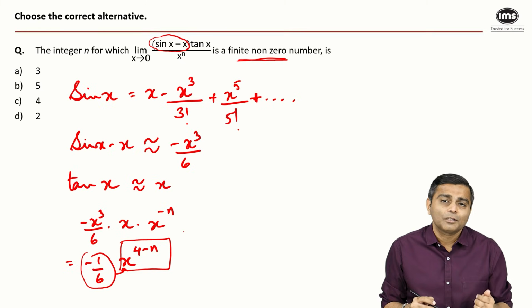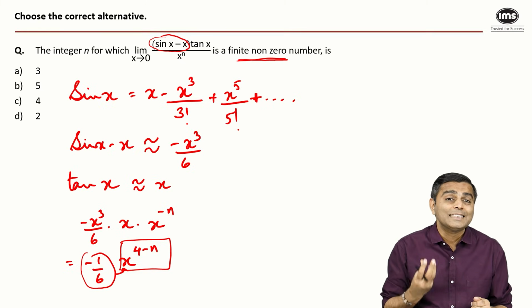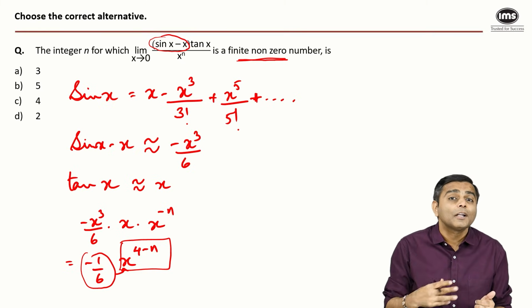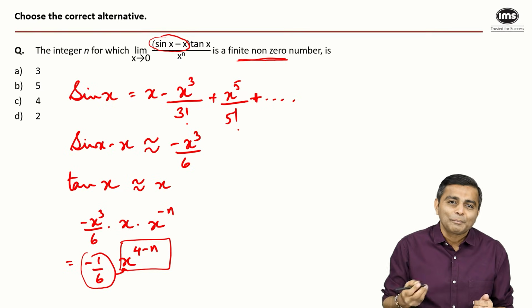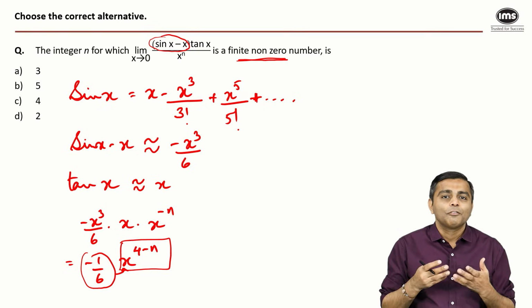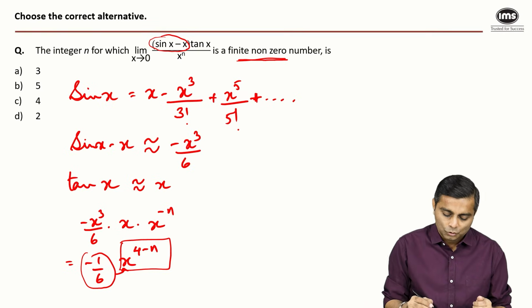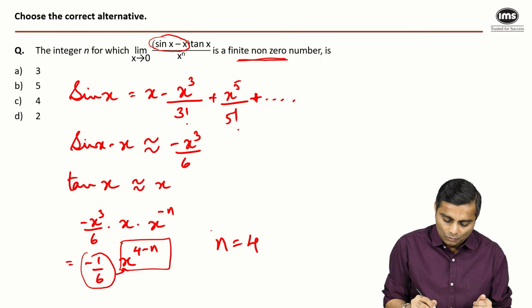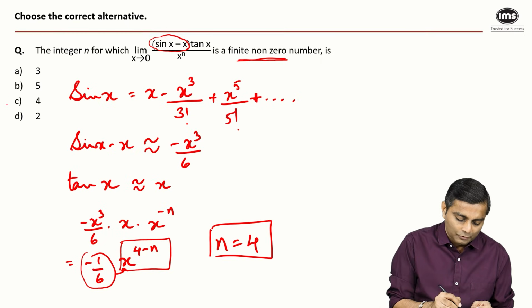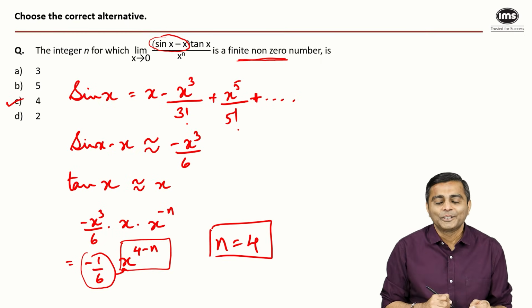When will I get rid of this term? If I make the power of x 0, so that x raised to 0 becomes 1 and x disappears. When will the power of x become 0? 4 minus n has to be equal to 0. So, therefore, n has to be equal to 4. Correct? So, we are going to say option C here.